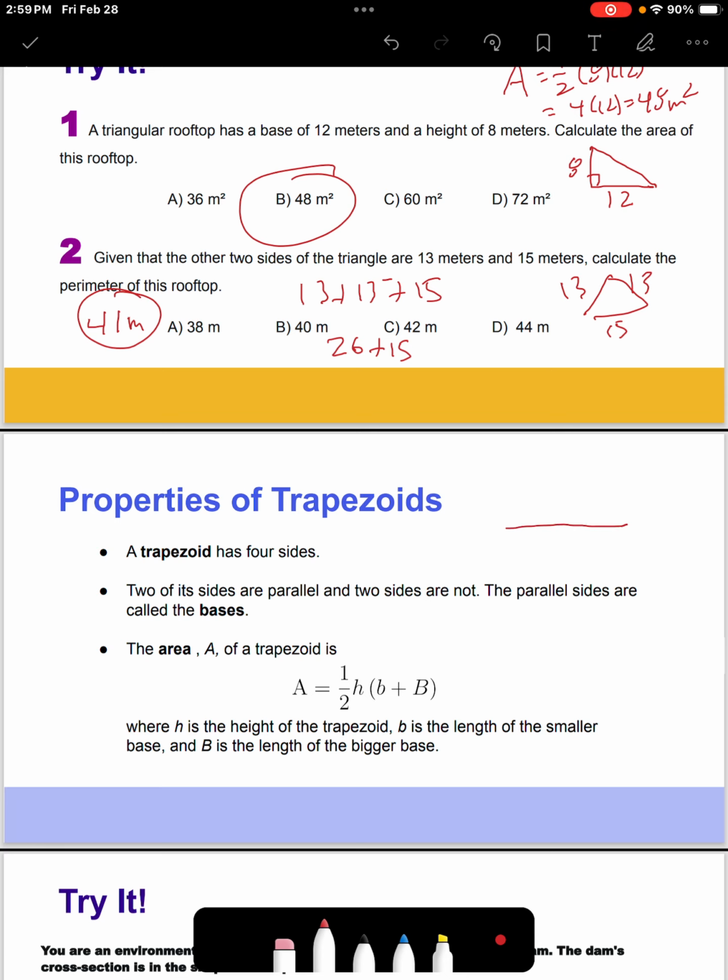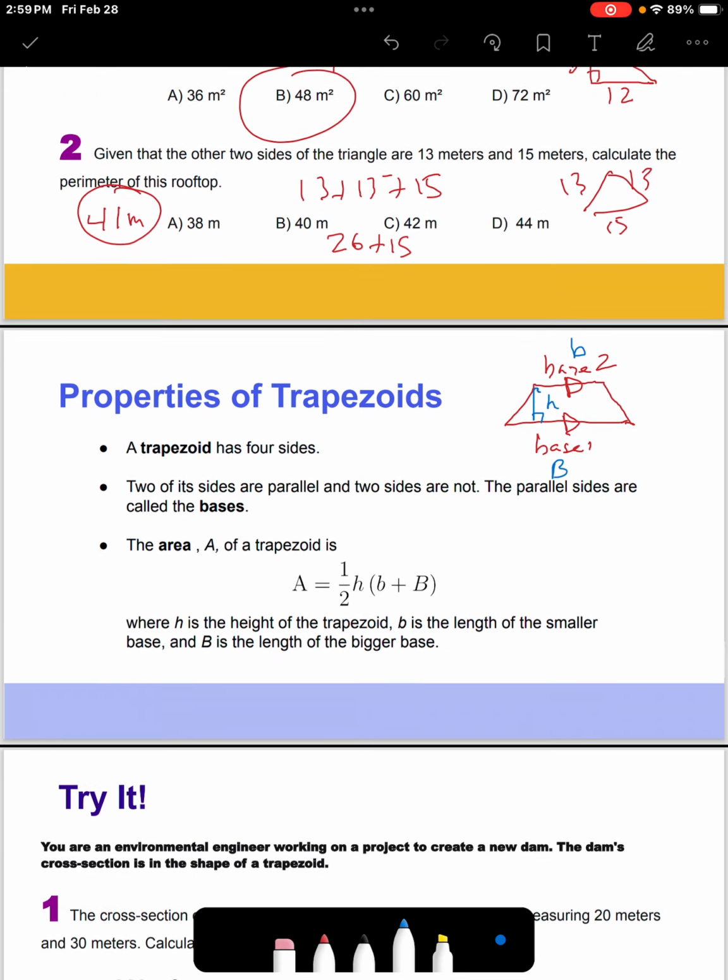Trapezoids look like this. The thing about trapezoids is that this side and this side are always parallel. The bases are parallel. This is base 1. This is base 2. Usually they call that a big B and a little b. This is little b and this is big B. So the area is 1/2 the height, which is right in here, times the little base plus the big base.